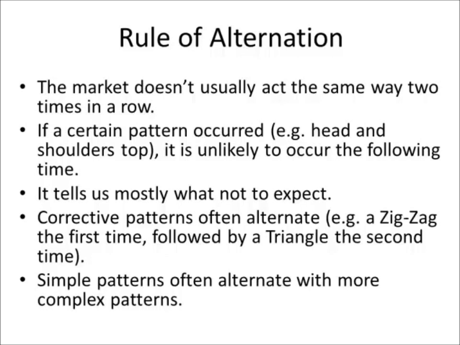And often what we also see is that simple patterns will alternate with more complex patterns. So this could be anything. We could see, for example, a simple double top followed by a more complex triple top. It really could be anything. You just have to use your imagination here. And this is just an empirical observation, saying that corrective patterns often alternate between one another, and also that simple patterns often alternate with complex patterns. And this is the rule of alternation.